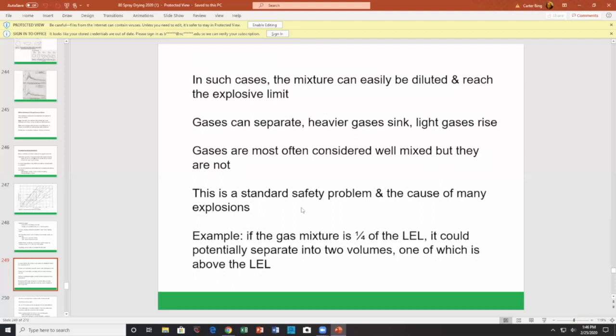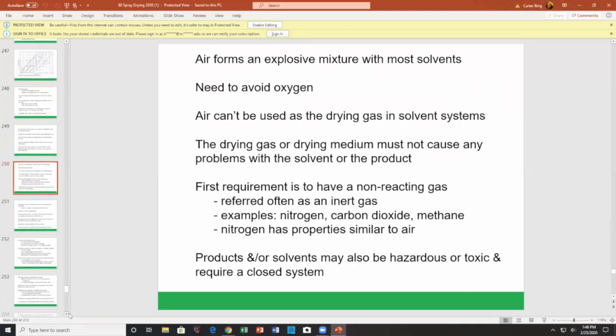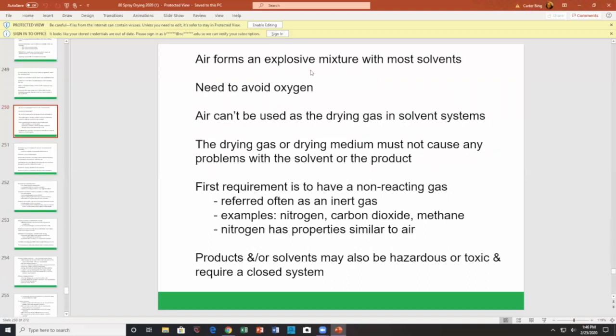Okay. Standard safety problem causes many, many explosions. Again, on the Chemical Safety Board site, look under separated gas explosions and see what you come up with. The gas is a quarter of the LEL, but it could potentially be separated into two volumes, one of which is above the LEL, the lower explosion limit. Never trust the gas. Gas forms explosive mixtures with most solvents.